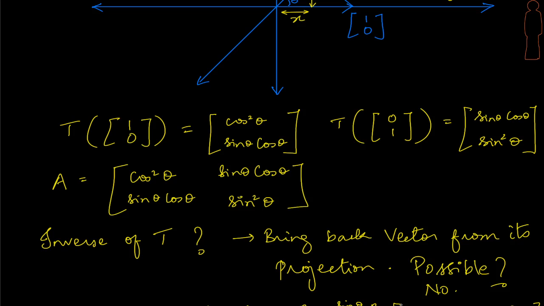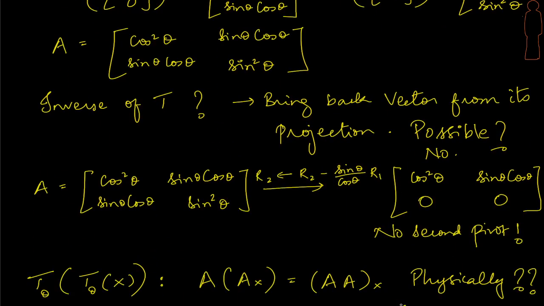But can we verify it from the matrix? That's the interesting part. Look at this matrix. I am trying to do an elimination to find the pivots, and you can see something very interesting coming up. It's saying no second pivot, which means the inverse doesn't exist. It's exactly the same as the physical operation we just thought of. Now you see that beautiful relation between linear transformations and the matrices.